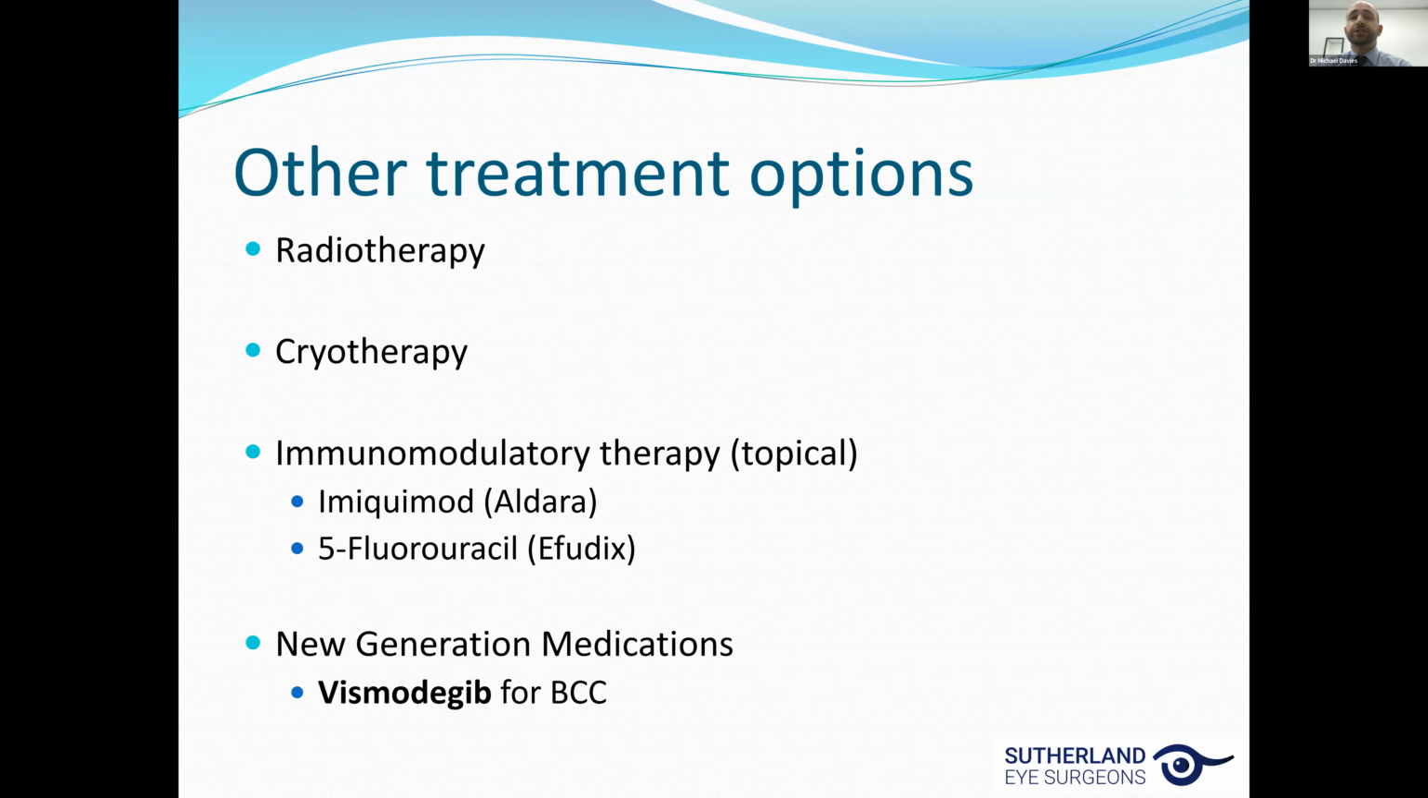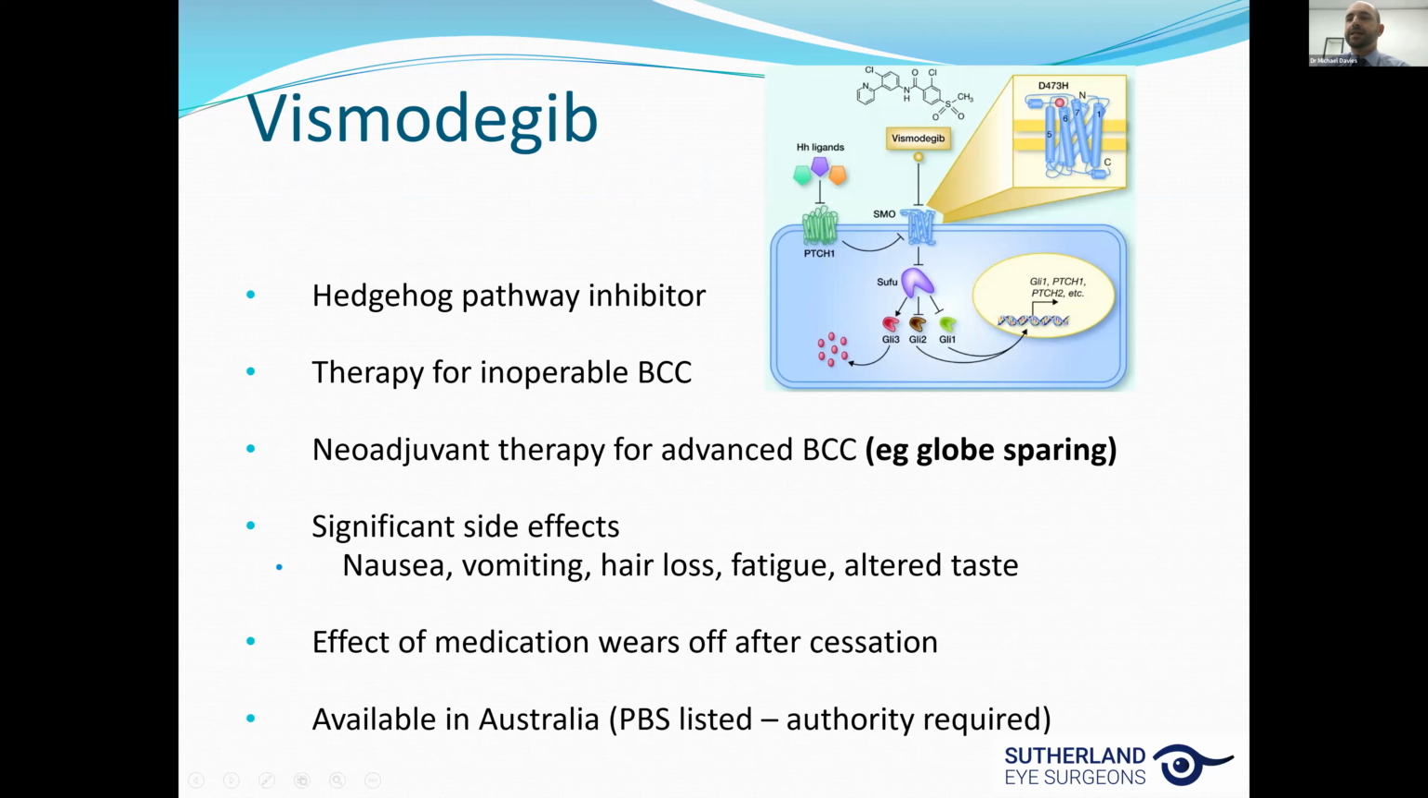There are some newer generation medications that have popped up in the last few years. So one in particular that I just wanted to touch on is vismodegib for advanced basal cell carcinoma. This is a hedgehog pathway inhibitor. It's really been used in two ways. It's therapy for BCC that's inoperable, but it's also used as neoadjuvant therapy for advanced BCC, and that, for example, would maybe get you from a situation where a patient was going to lose the globe altogether to a globe-sparing procedure, which obviously makes a big difference to the patient.